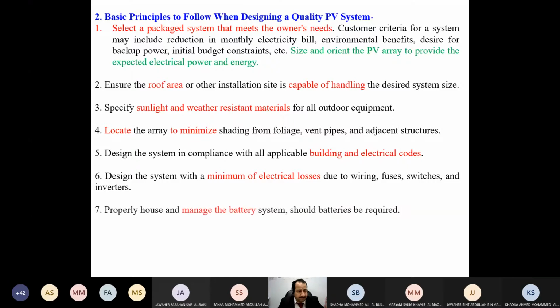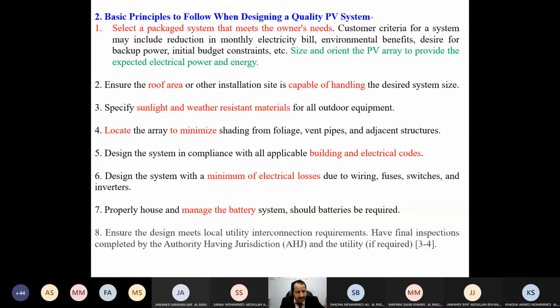What else? If we need batteries to supply at night, we will use them, but usually batteries will increase the cost. It's advisable to have grid connected, or we use the PV system for the day, rather than using it 24 hours or at night time.